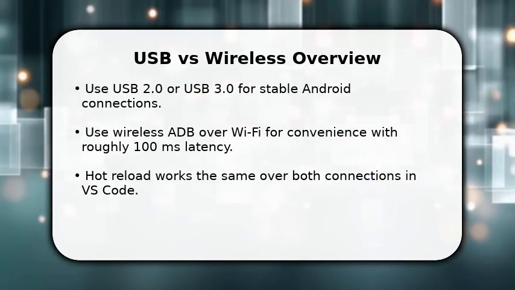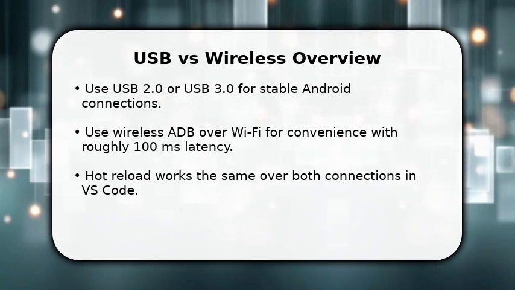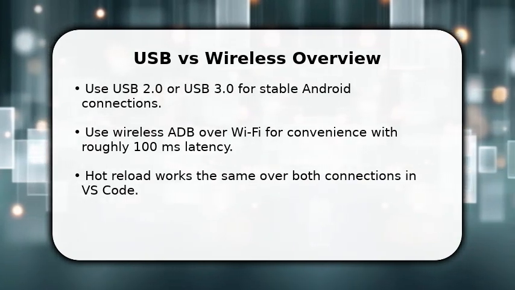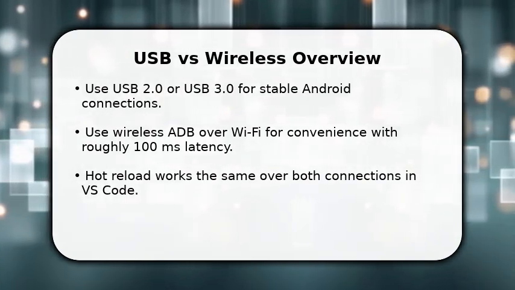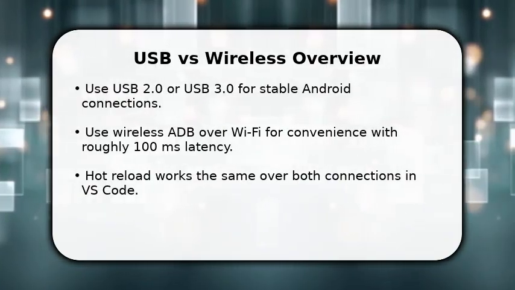Wireless removes cables when testing multiple devices and mirrors real network conditions. Hot reload works the same over both connections in VS Code. Choose USB for speed and wireless for mobility and convenience.